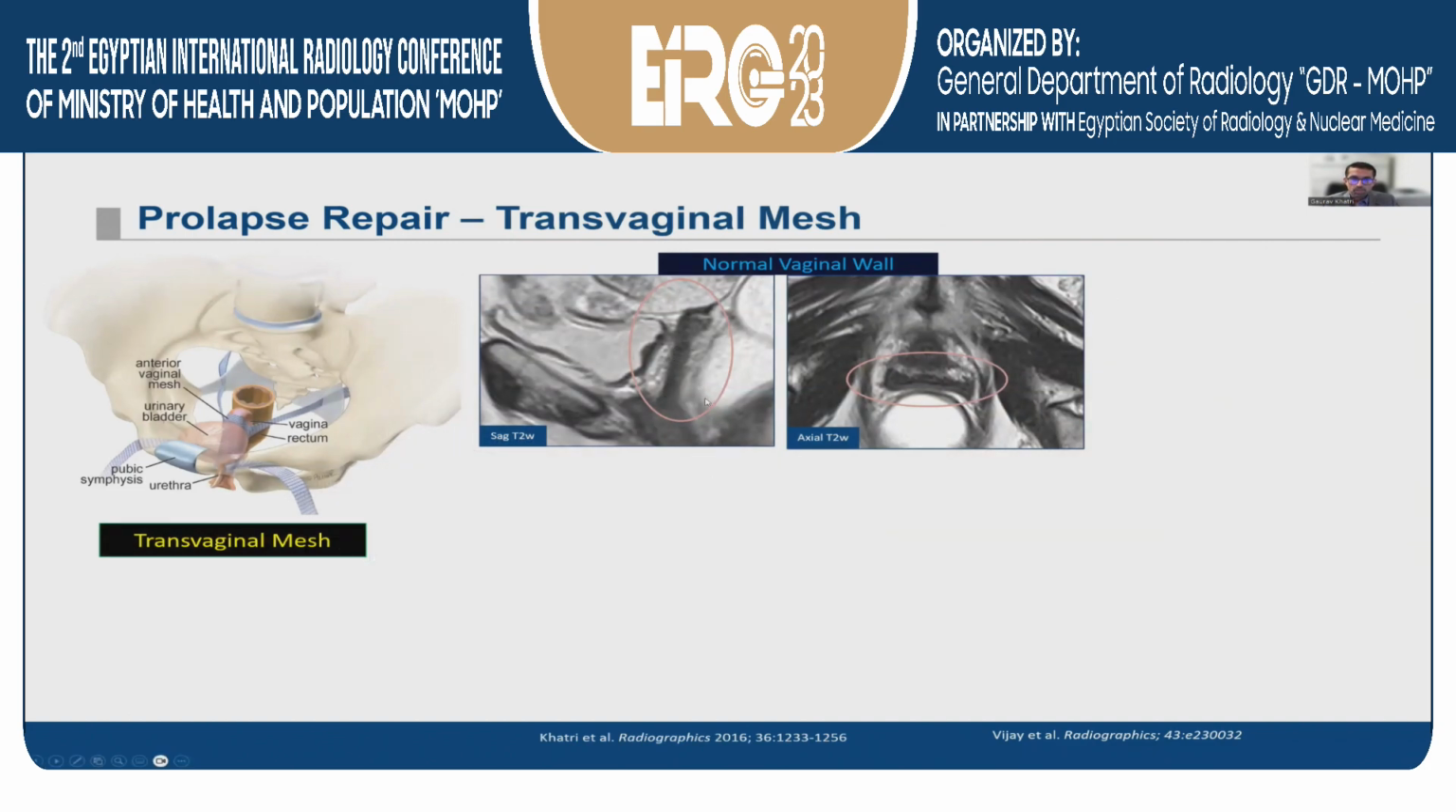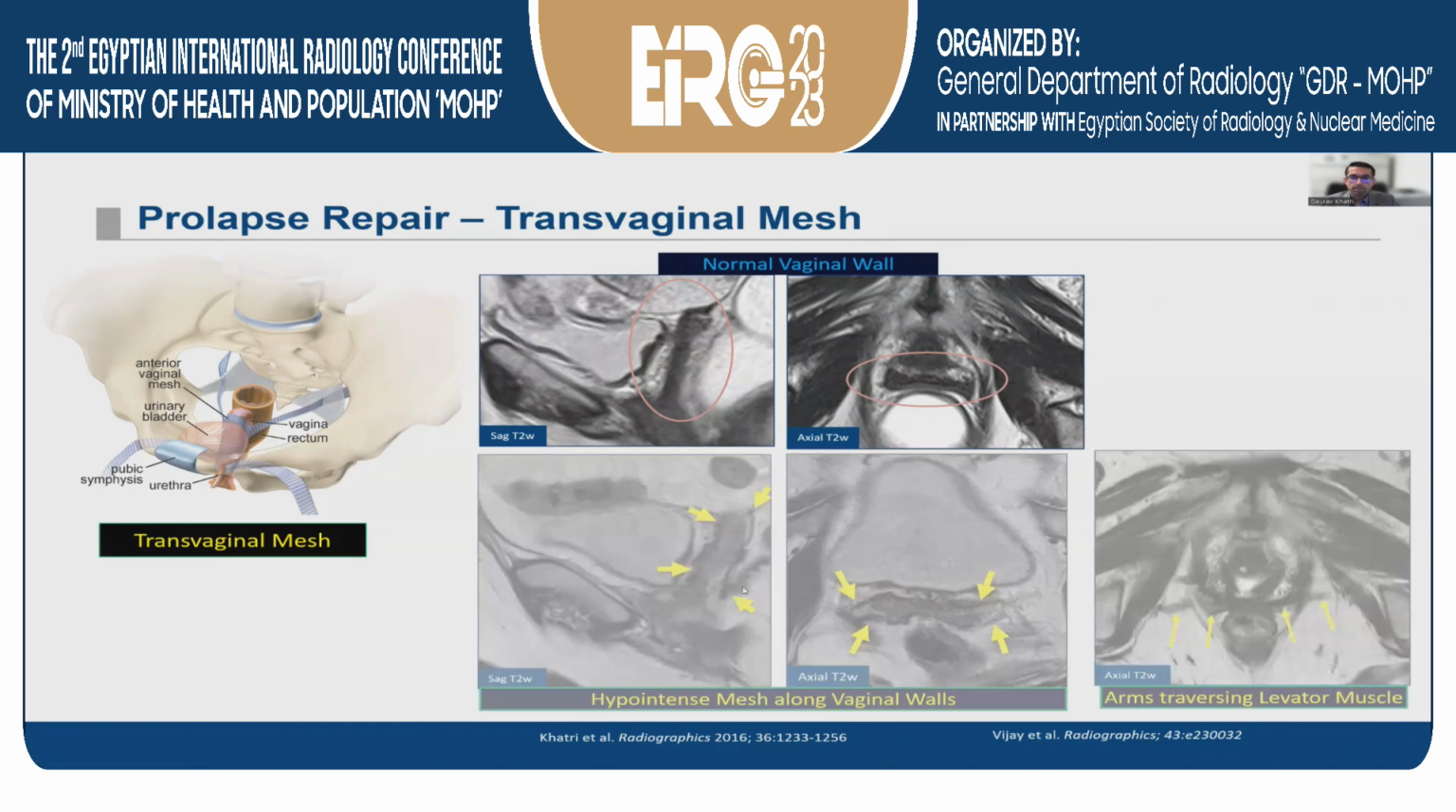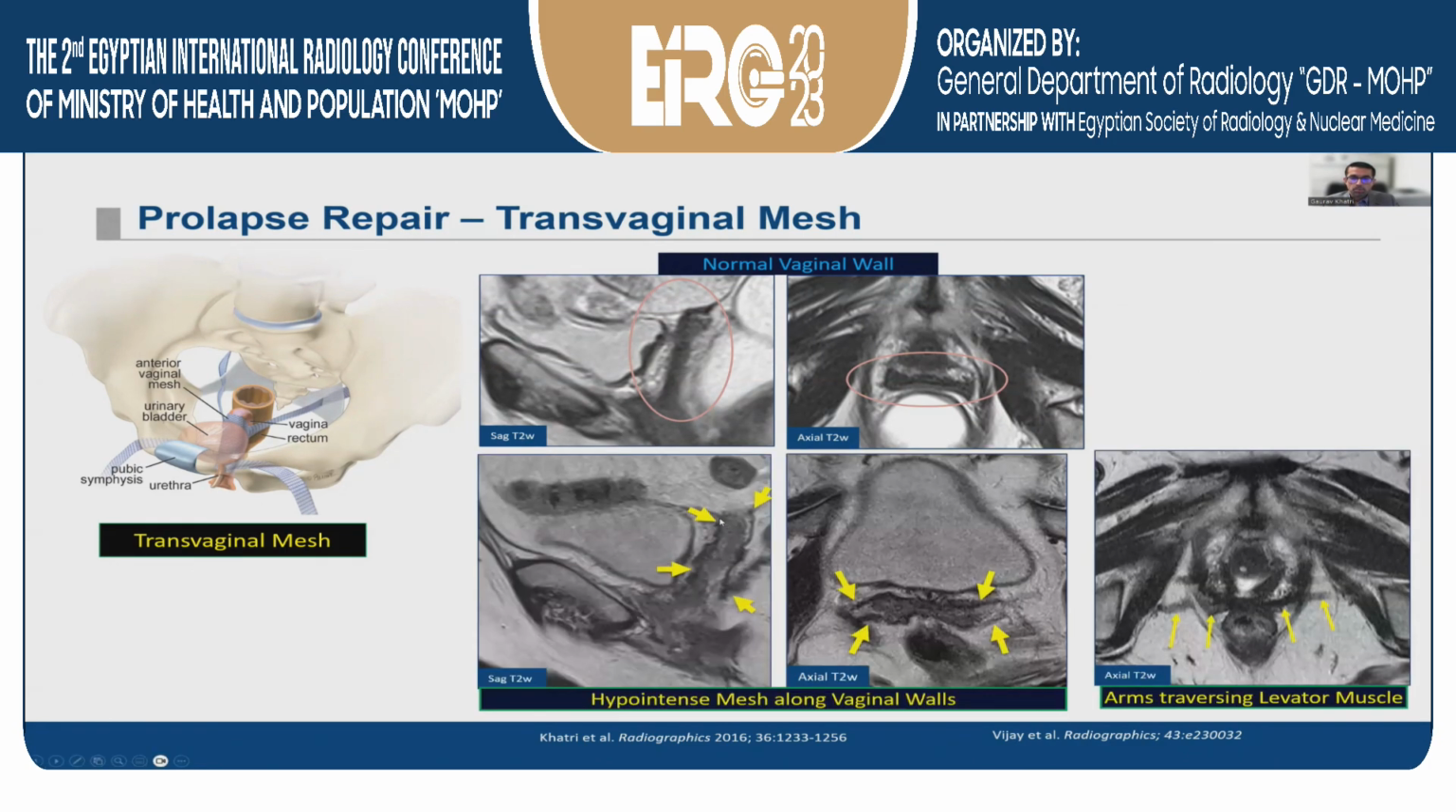This is the normal appearance of the vagina on the sagittal and the axial image. This is a patient with a normal mesh, anterior vaginal wall mesh, and posterior vaginal wall mesh. You can see these thin linear hypoechoic structures on either side of the vagina, on the sagittal and on the axial image as well. And laterally, these arms extend through the levator muscles in this particular patient, extending into the ischiorectal fossa. So this is the normal appearance of transvaginal mesh.